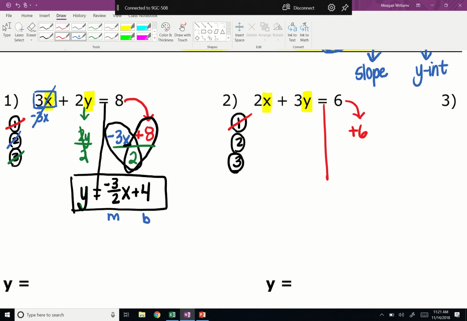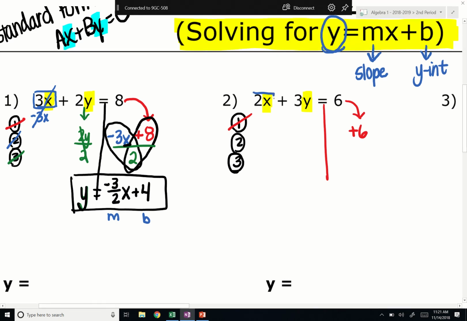And then I'm going to always move my x's. No matter where it's at, I move my x's. How do I move a positive 2x? Good. Whatever I do to one side, I'm going to do to the other. I'm just going to write it in the space I created.